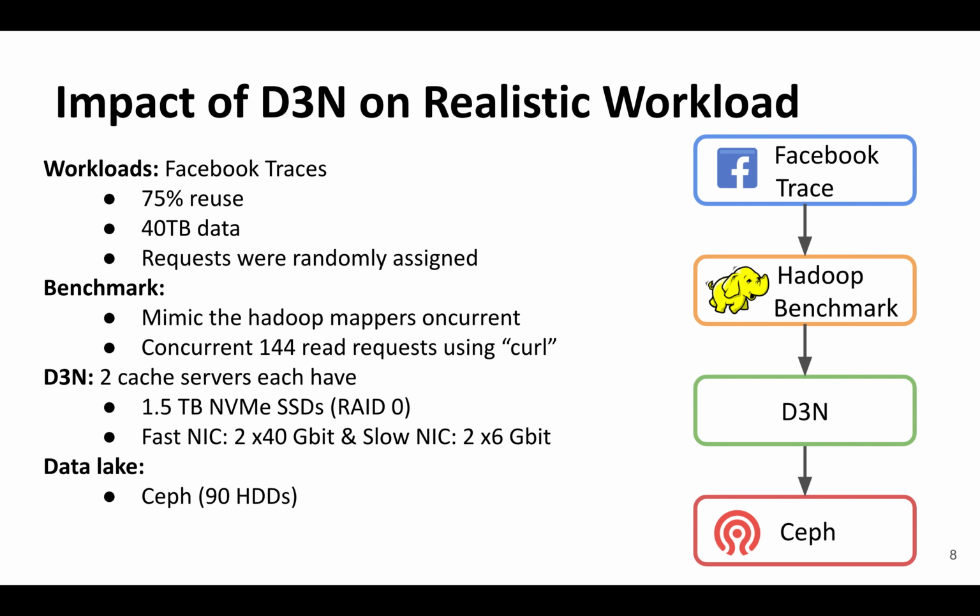One of them is the fast NIC, which has 2 40 gigabit network connectivity to the data lake, and in the second experiment we tuned the network and created a slow NIC, where each cache server has 6 gigabit network connectivity, and we also have a Ceph cluster which runs across 90 spin disks.